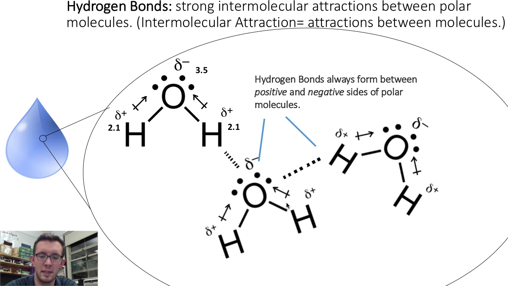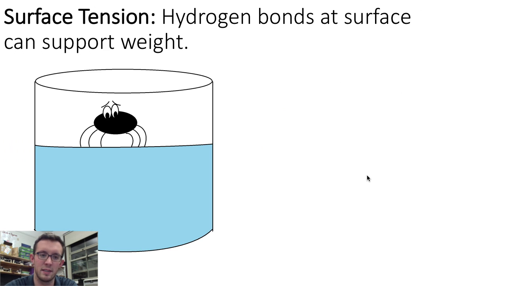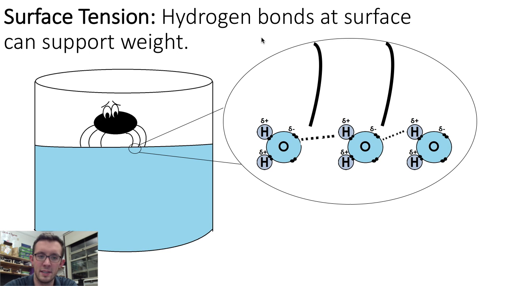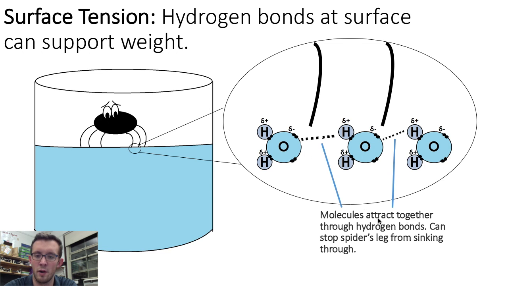Now, these hydrogen bonds give water some interesting properties. For instance, water has surface tension. That is, if we were to zoom in to the surface of water, we could see that the molecules in water are able to attract together through hydrogen bonding. And as a result, they're able to support weight at the surface. We call this ability of water to stick to itself cohesion.